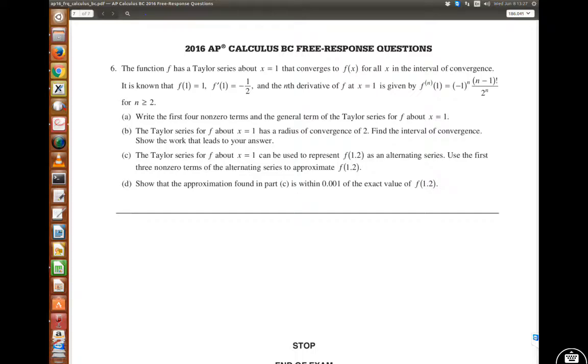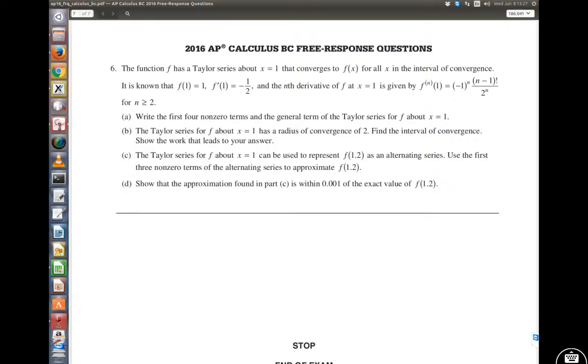The function f has a Taylor series about x equals 1 that converges to f of x for all x in the interval of convergence. It is known that f of 1 is 1 and f prime of 1 is negative a half. And the nth derivative of f at 1 is negative 1 to the n times n minus 1 factorial over 2 to the n if n is greater than or equal to 2. Write the first four non-zero terms and the general term of the Taylor series for f about x equals 1.